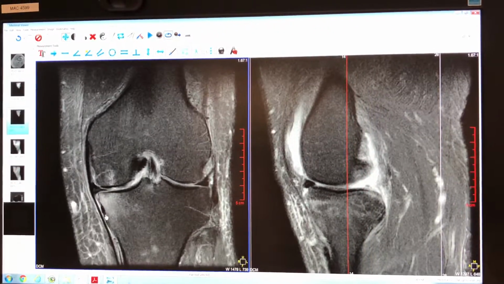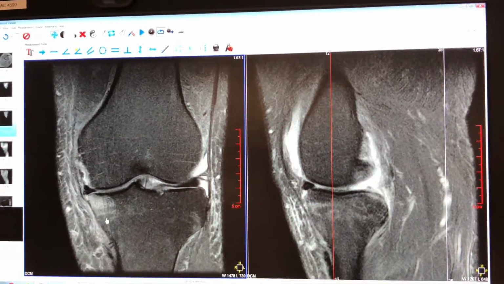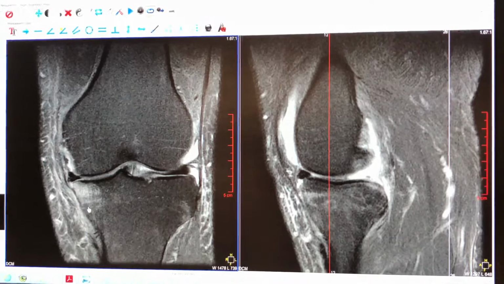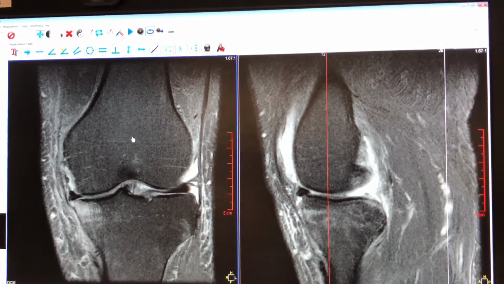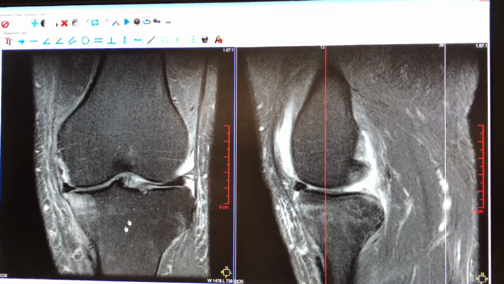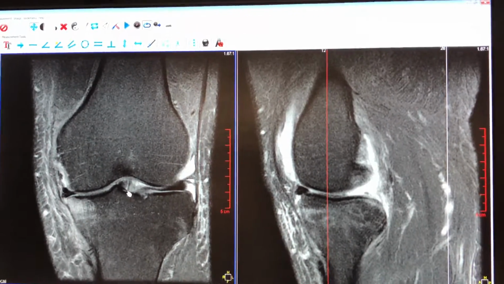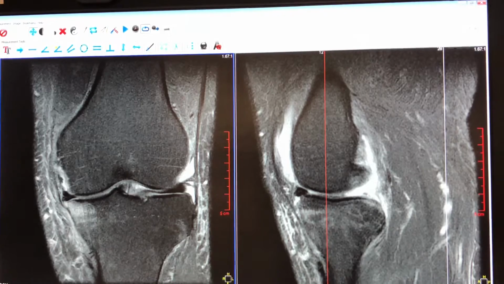So we're going to go through this MRI. This is one of our patient MRIs here. He came in today. He injured himself at work. This is his left knee, femur, tibia. A few fibers of the axial are present right there. Some soft tissue swelling is right here.